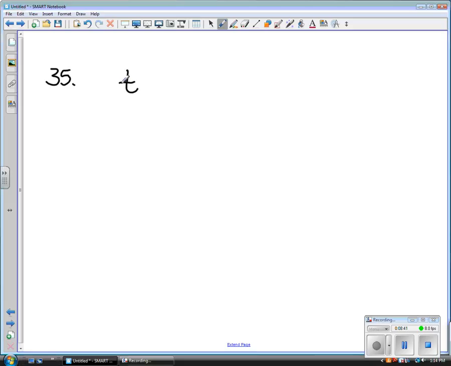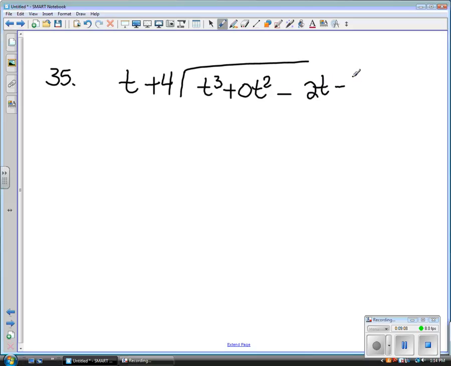35 says t plus 4 is going to divide into t cubed minus 2t. What do I need to do here, though? What happens to this degree? It needs to go down 1 every time, right? So I don't have a t squared. So how do I add in a t squared? 0t squared minus 2t minus 4. How many of you forgot to do that? Okay. And here's why. Because in a minute, what is t cubed divided by t?